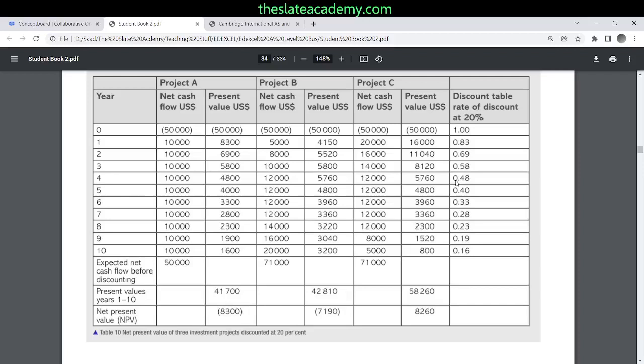Wait, can you repeat again? What did you do? What we should be doing is 20,000 into 0.83. Are you using the formula? Just leave whatever he said. Just do 20,000 into 0.83 and 16,000 into 0.69, and so on. For each year's cash flow which they have mentioned, multiply it with that year's discount factor.